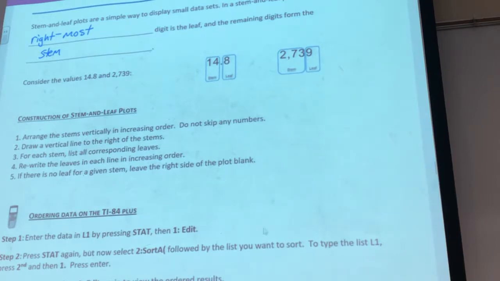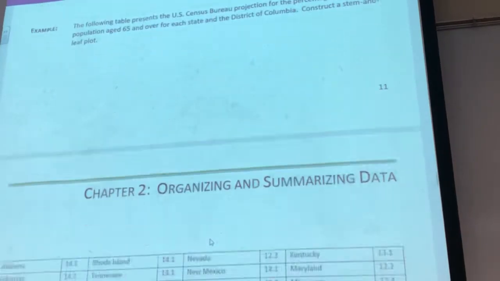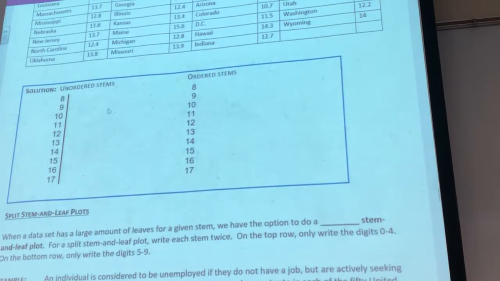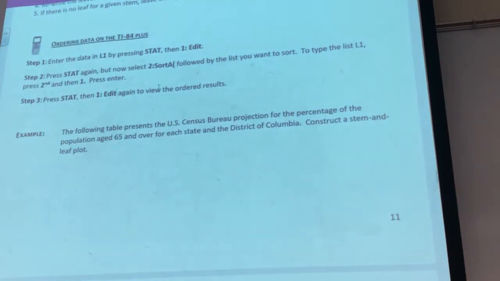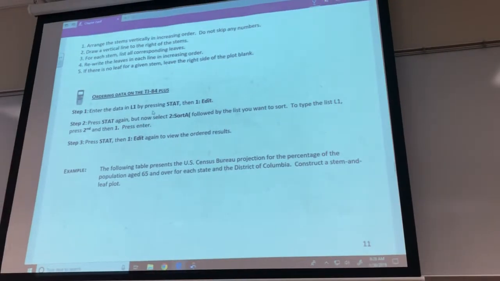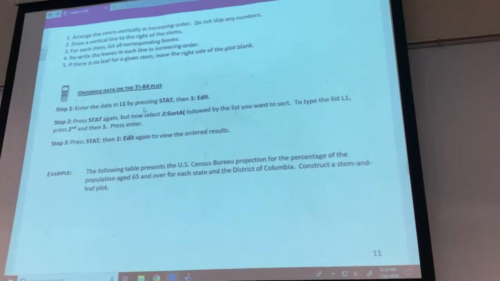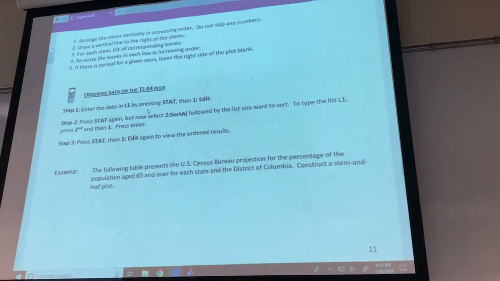Okay, so that's one way you can do it. Some people like doing it with the example we have down here. I have a spot for your unordered stems, and you can write them all out, and then you can order your stems and write them out like that, if you'd like to. Some people like that method, and that's fine. Since there are so many for this one, I'm going to put them in order on my TI-84 Plus, and it's going to make it a little bit easier for me to figure out what goes where.